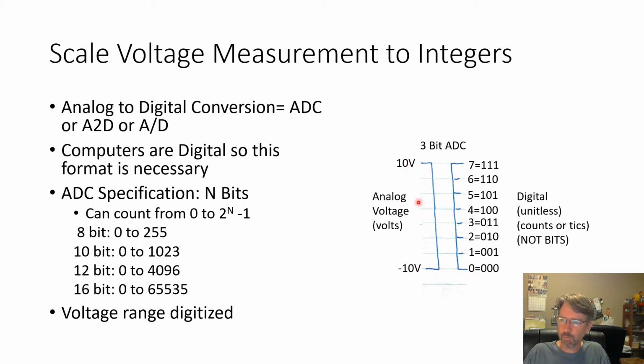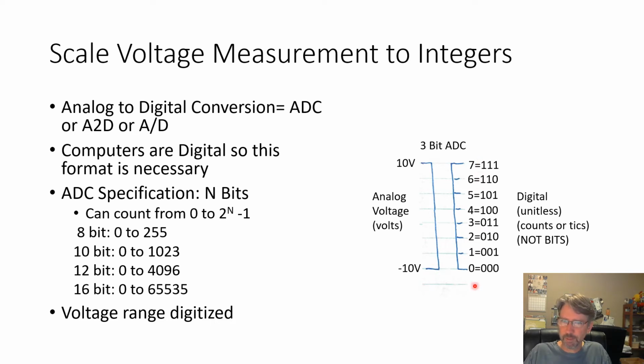So all of the voltages in this whole range between negative 10 and 10 are either going to be 0, 1, 2, 3, 4, 5, 6, or 7. So that's the thing with analog to digital is you have a finite number of choices. So a voltage in this range would get mapped either to the 3 or the 2. This would get mapped to the 5. So you can see it just maps straight across.